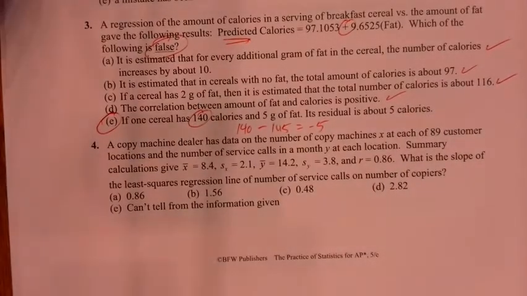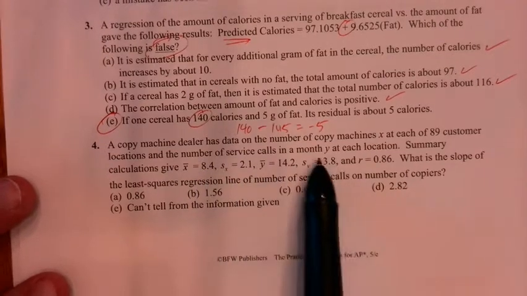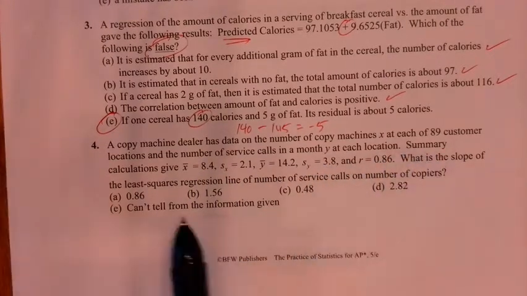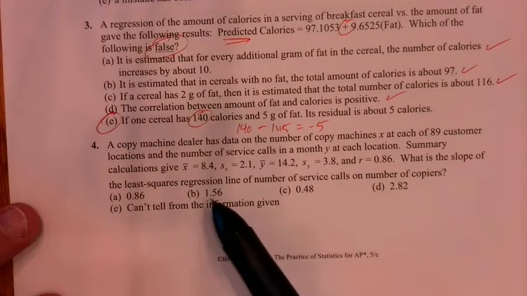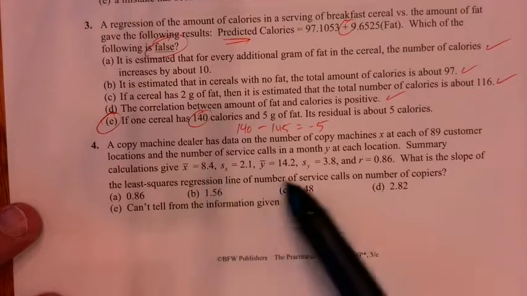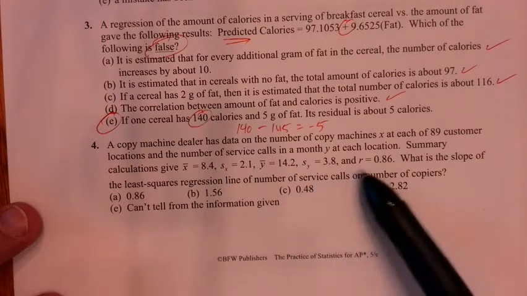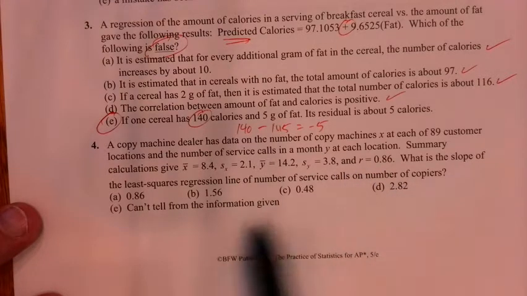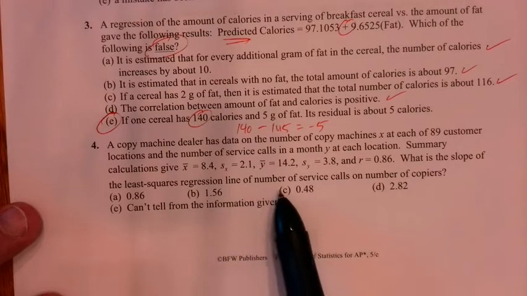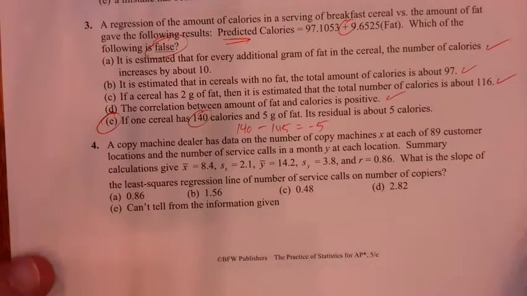Okay, so there's E. E for excellent. A copy dealer has data on the number of copy machines X at each of 89 customer locations, and the number of service calls a month Y at each location. Summary calculations give X-bar equals 0.84, S of X equals 2.1, Y-bar equals 14.2, S of Y equals 3.8, R equals 0.86. What is the slope of the least squares regression line of the number of service calls on number of copiers? Ooh, dang it.